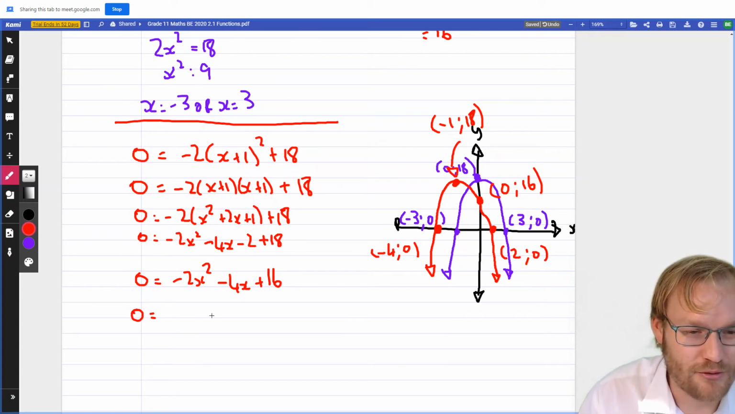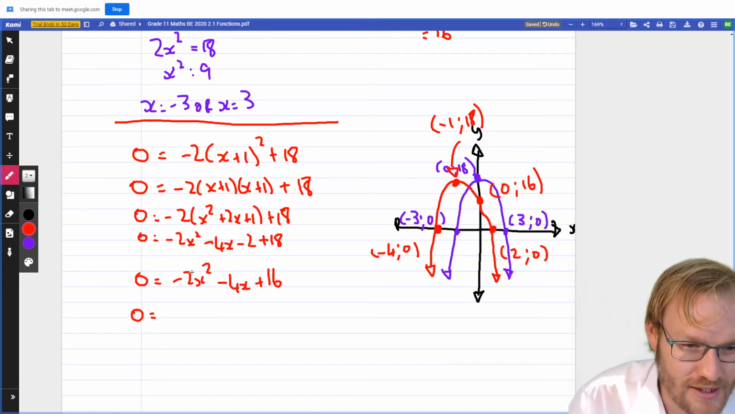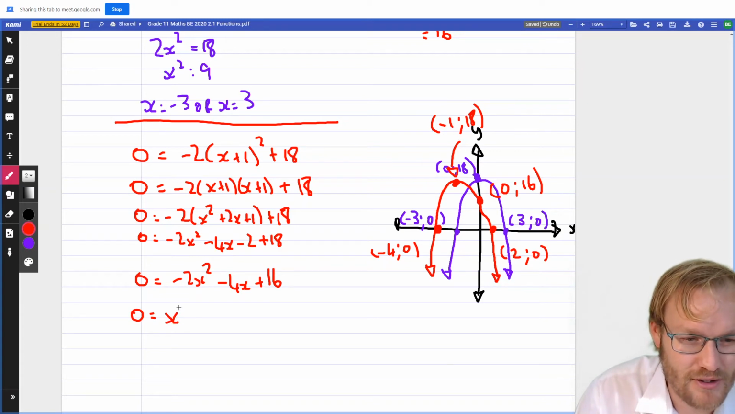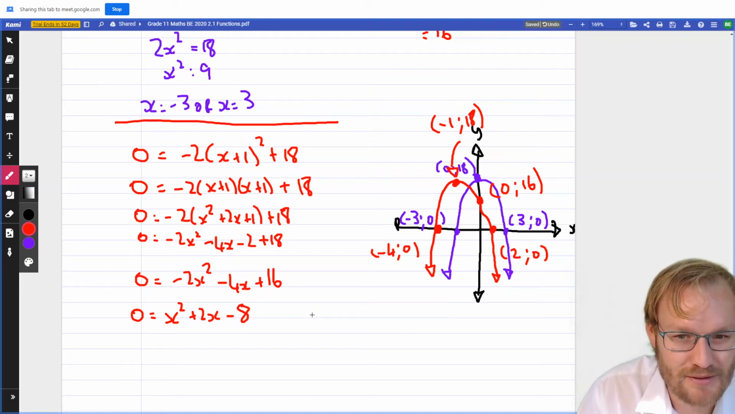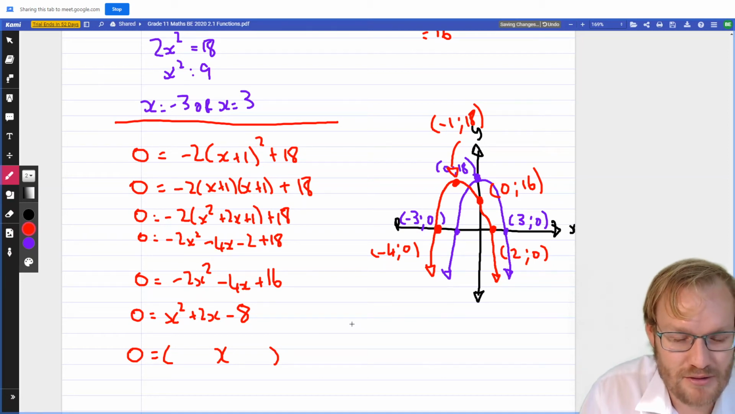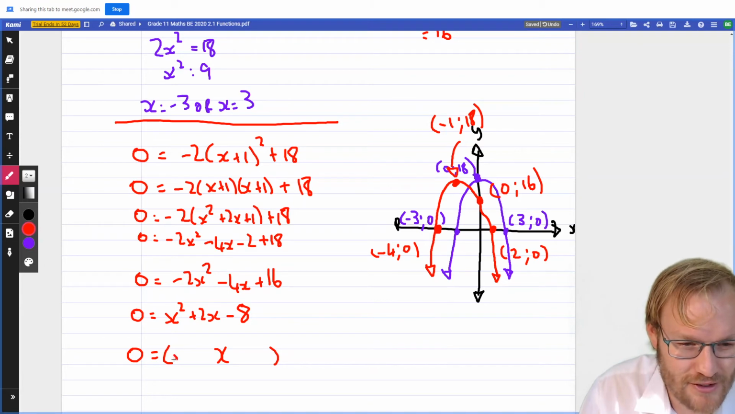Then I'm either going to rearrange so everything is on the left-hand side, therefore this will be a positive, or I'm just going to divide everything by -2 and have x squared plus 2x minus 8 equals 0. Well, this looks like a nice thing that we can factorize. You could always use the quadratic formula, but it feels like overkill for this if it factorizes nicely.